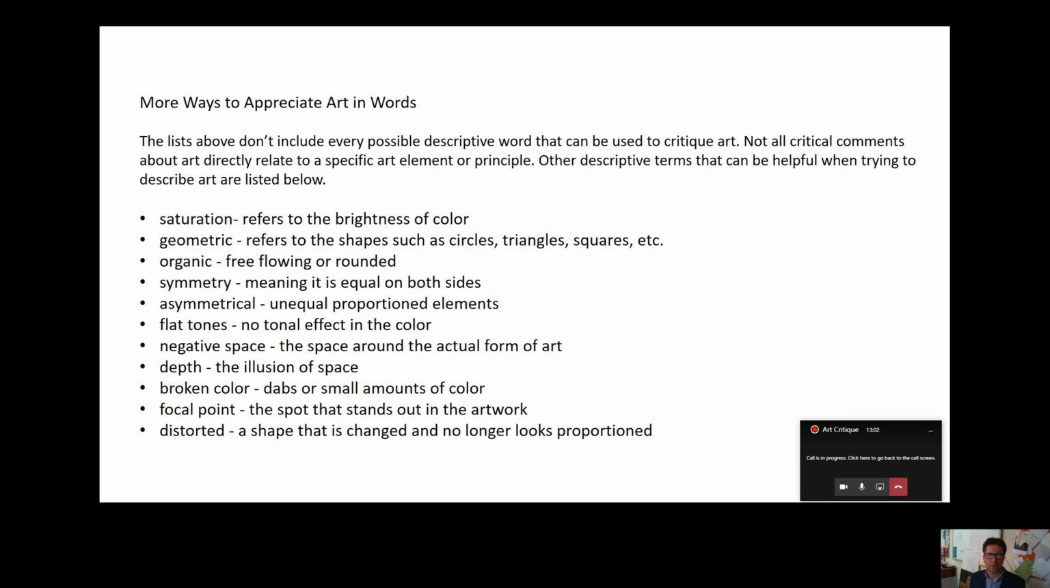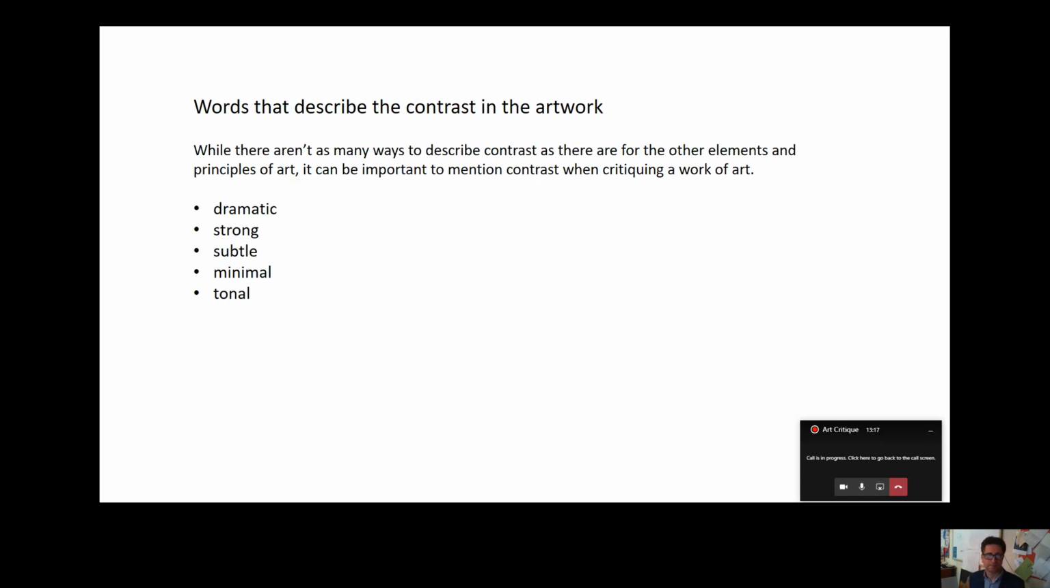There's a broad range of other words like saturate, which is the brightness of the colours, and geometric, the sort of how the shapes work. These will give you a good idea of other things you can write about when describing an artist's work. And again, some good words here to explain Francis Bacon. Dramatic, strong. Is he subtle? I don't think so, but you may.